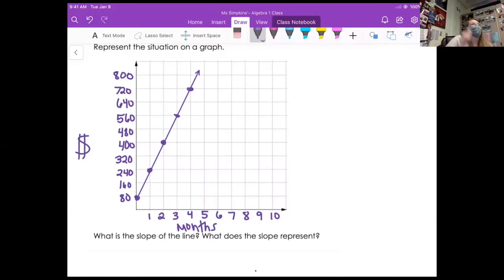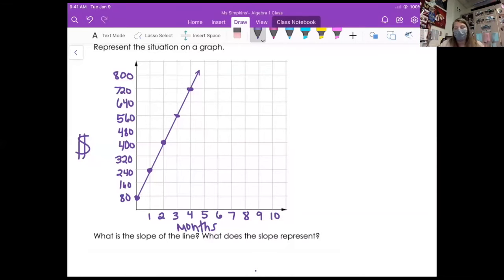Why do we put an arrow only on that end? It keeps going. Why didn't I put an arrow on this end? That's where I started, because I can't go negative months, right? And I also eventually can't go negative money. Is the cell phone company going to pay me money? No. We are only paying them money. So you only want your arrow on that end. That's not always going to be the case. Sometimes there'll be arrows on both ends. Sometimes there will be no arrows. It just depends on the situation.